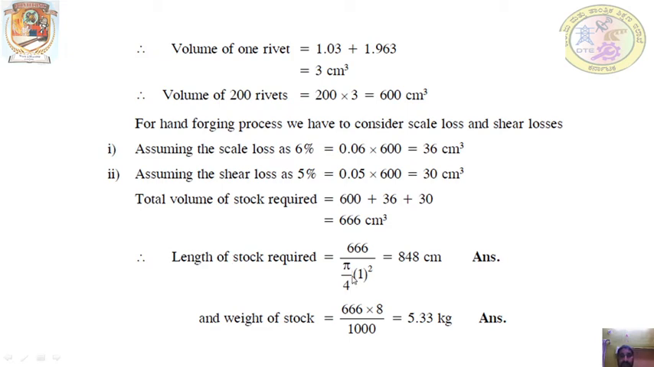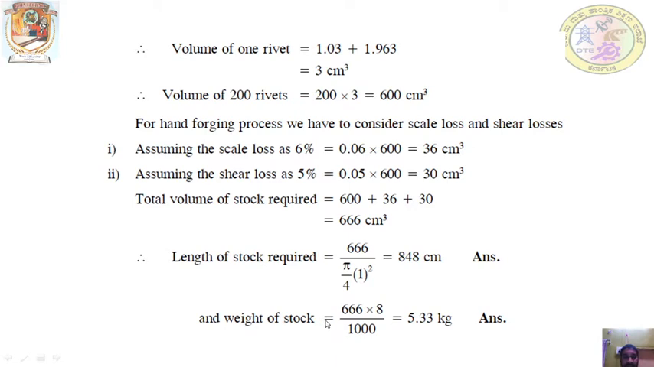The length of the bar stock is the volume divided by the area of the bar stock. The bar stock diameter is 1 centimeter, so the area is pi 1 square by 4, and the volume divided by area will give you the length. This is for 200 rivets, not for a single rivet, because we have already multiplied everything by 200. So this is the length of the bar stock required for preparing 200 rivets.